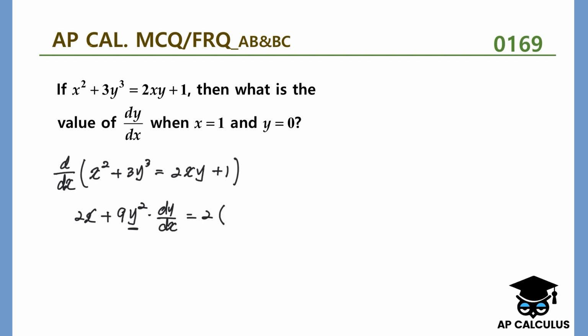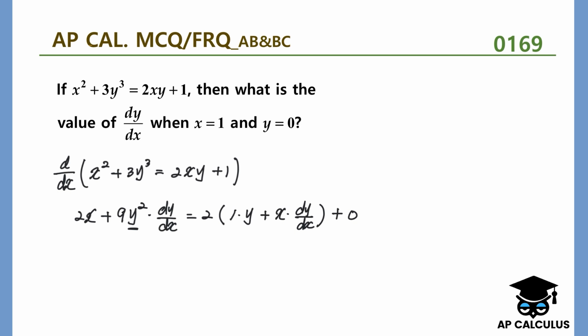And to find the derivative of this, we're going to have to apply the product rule. This is x times y. So the derivative of x is 1, times y, plus x times the derivative of y, dy over dx. And the derivative of 1 is just 0, so plus 0. And we're going to have to find dy over dx when x is equal to 1 and y is equal to 0.